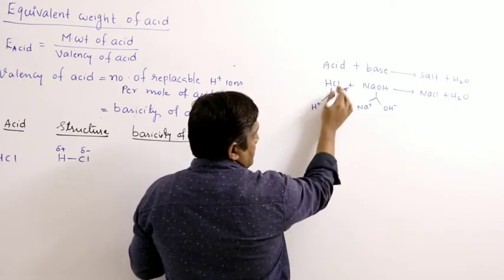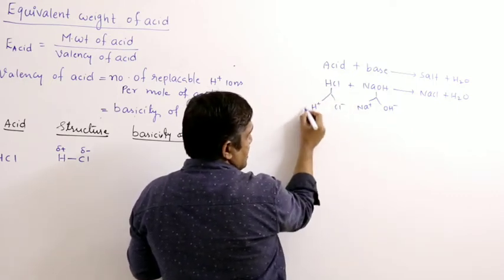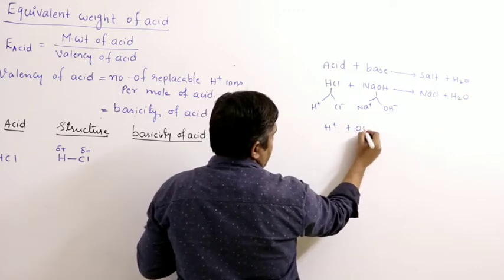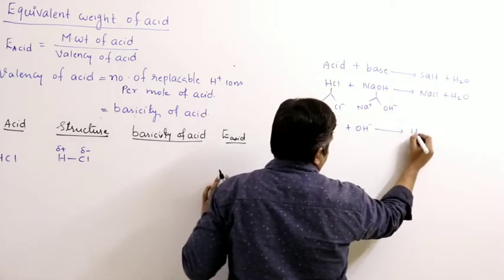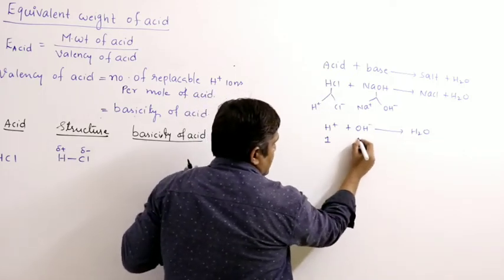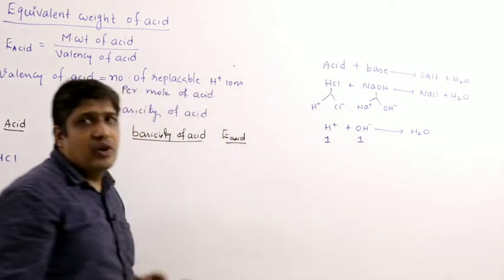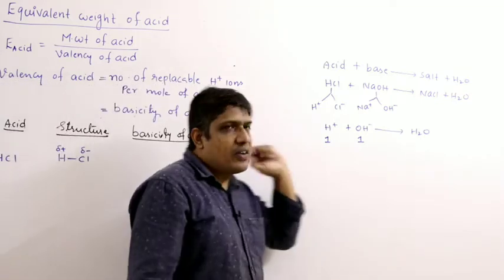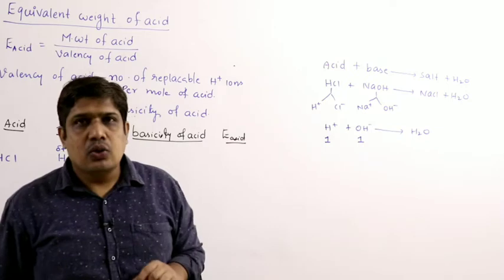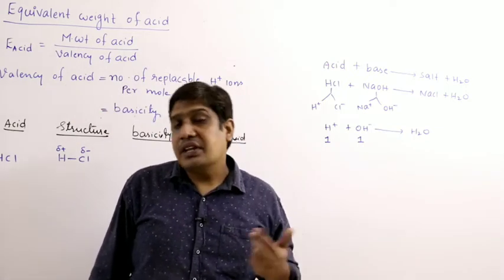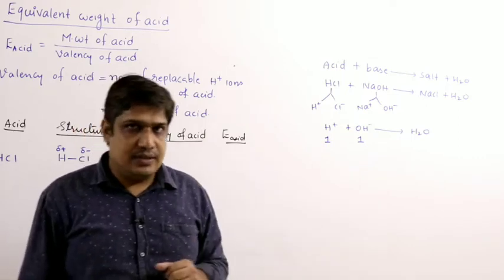So actually, why do we call it acid? Because it releases H plus ions. This H plus ion combines with OH minus ion to form undissociated water. So to neutralize 1 mole of H plus, you require 1 mole of OH minus, or to neutralize 1 mole of OH minus, you require 1 mole of H plus. So complete neutralization means when 1 mole of H plus combines with the required number of OH minus ions.